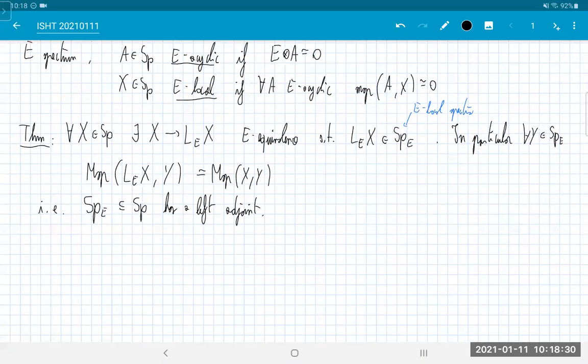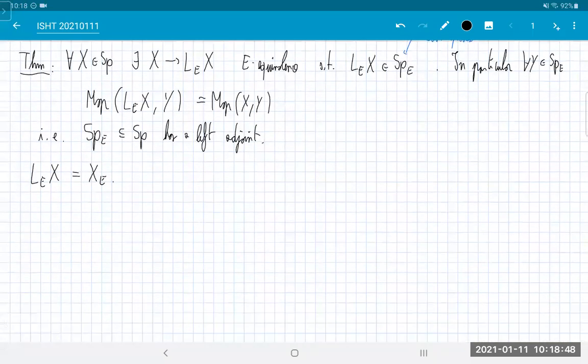Also, I should say that L_E X is sometimes also called X_E, but I'll try to stick with L_E X because I think it's a more widespread notation, but you might sometimes see also X_E. Okay, so this is essentially a cellular argument, and for this, we need the following result. Well, we need several finiteness results, but we start with the following result, proposition.